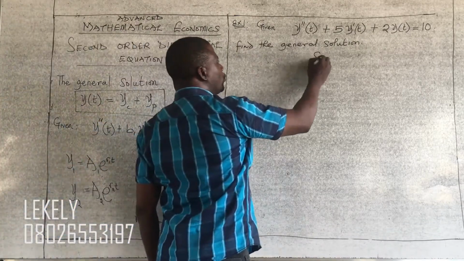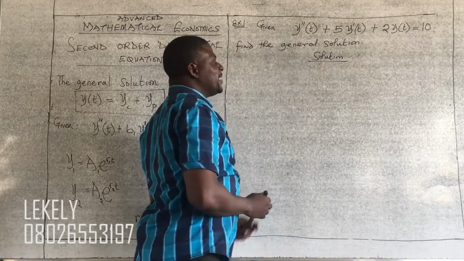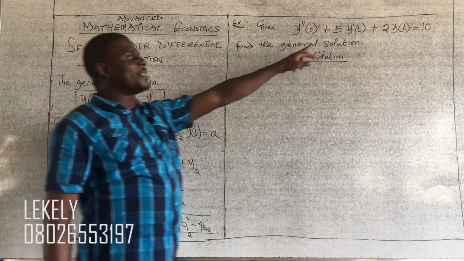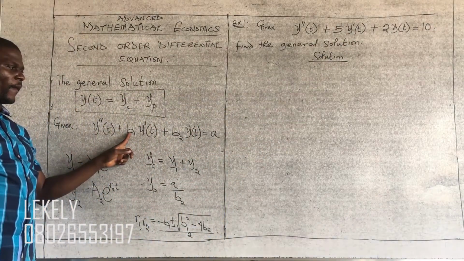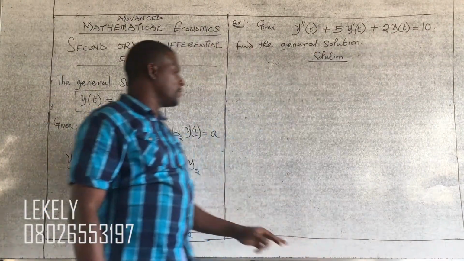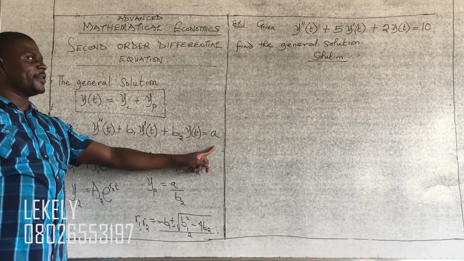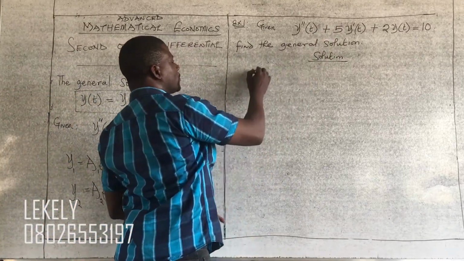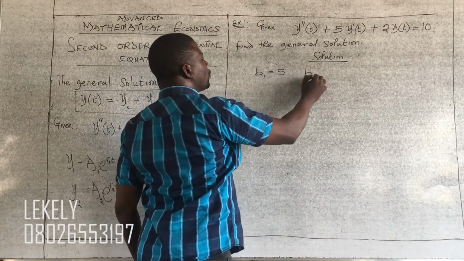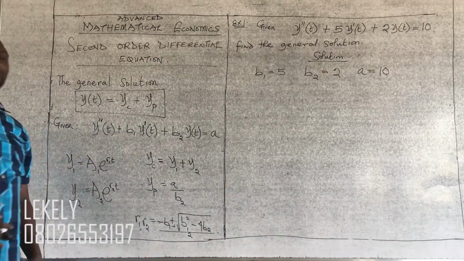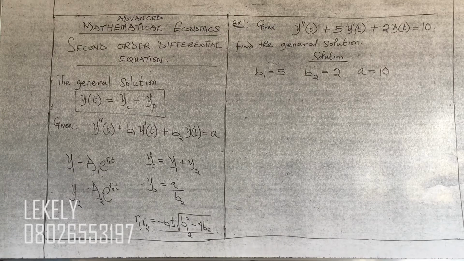From here, the first thing I'm going to do in the solution is to say, okay, anything I have beside y prime t is always my b1. Then anything I have beside yt is my b2. Then anything standing alone is my what? My a. So from this question, what is my b1? My b1 is 5. What is my b2? My b2 is 2. What is my a? My a is 10. When you are solving a question on second order differential equation, these are the things you bring out first: your b1, your b2, and your a from the question.